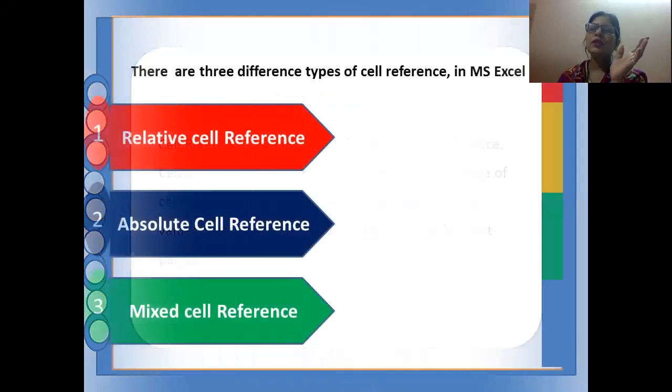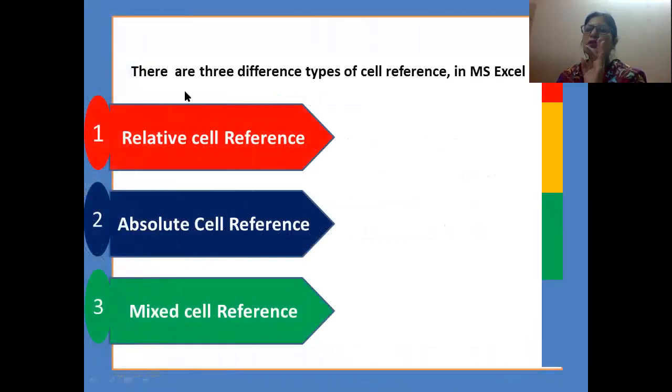Clear? Next, there are three types of cell reference in MS Excel. Number one, relative cell reference. Number two, absolute cell reference. And number three, mixed cell reference. Let us talk about them one by one. Discuss relative cell reference.